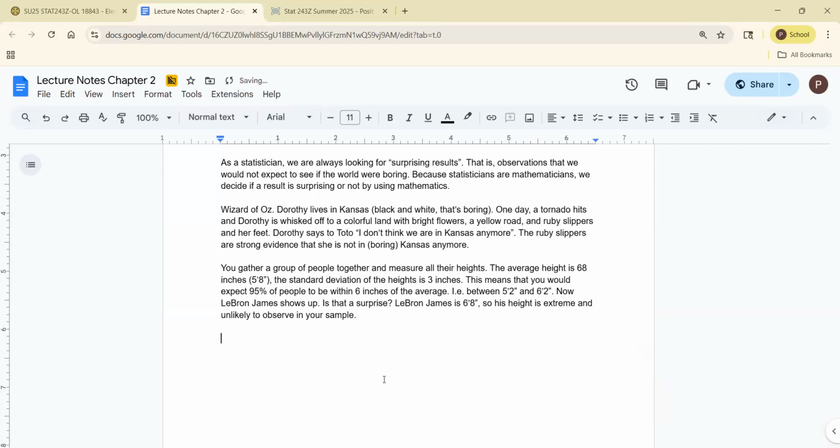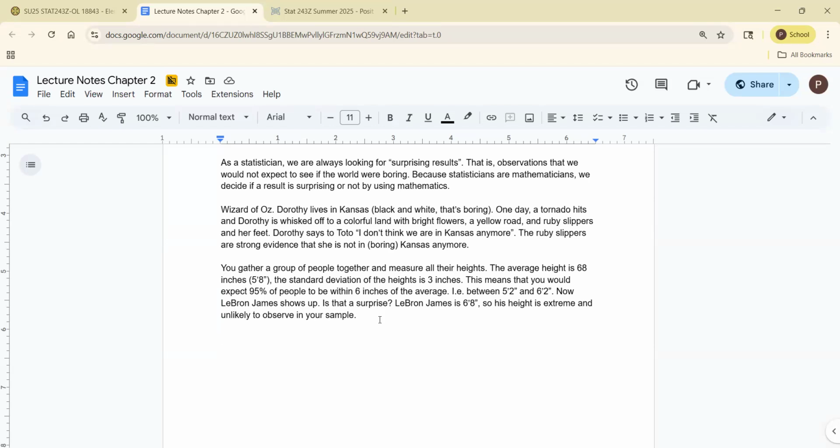In later classes, we're going to actually put probabilities. So we don't just say that's extreme and unlikely. We can say, what is the exact likelihood? What's the chance or the probability of observing that observation? How likely would it be for LeBron James to actually show up to be counted in your sample? Well, that's maybe a 1 in a million chance, right? So we can put actual probabilities on that.